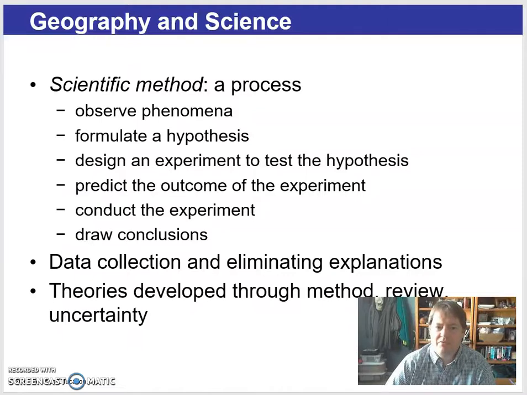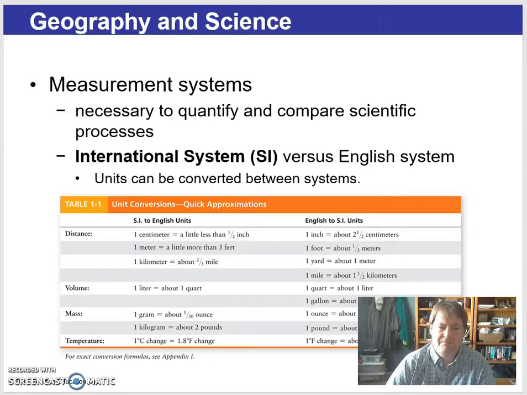Scientific methods: we have approaches where we study the physical environment through physical geography. Data collection and eliminating explanations. We do have a data collection, GPS for GIS class that Rick Kohler teaches here at Westminster. We have sections at some of the other campuses. Theories developing through review, through a method, review, and uncertainty. So really we're suggesting, once again, the scientific method: observing phenomena, putting together a hypothesis, testing it, then predicting outcomes, and then drawing conclusions, whether it meets our expected outcome or not.